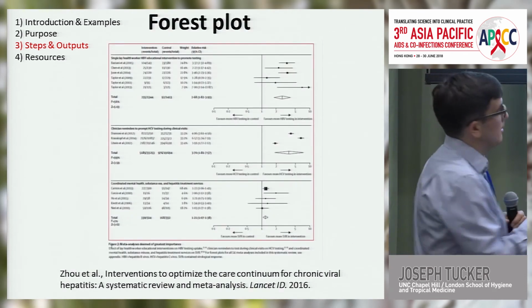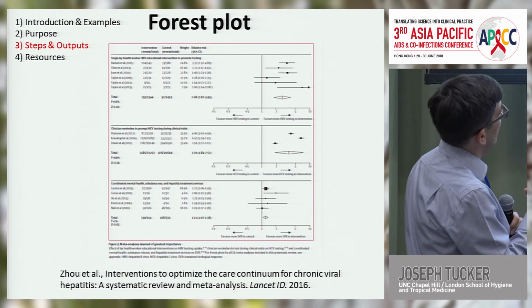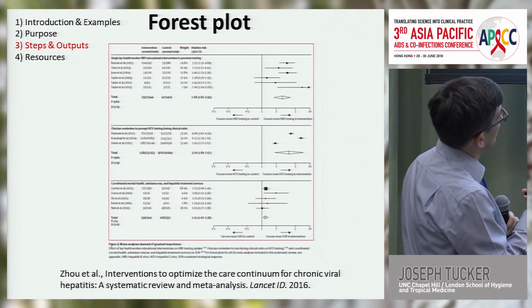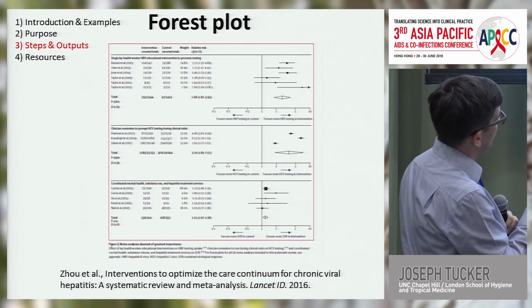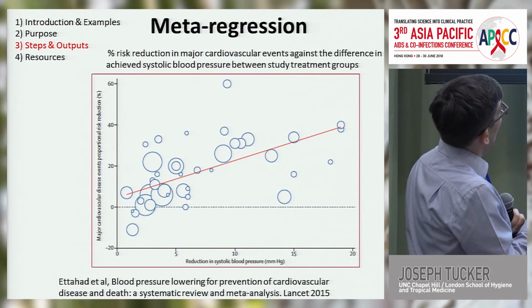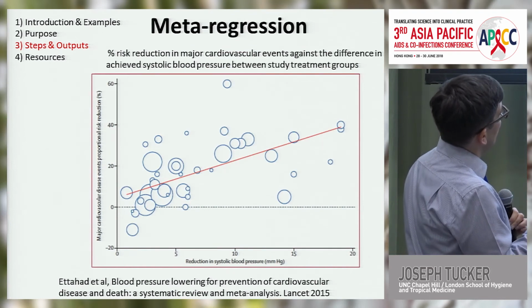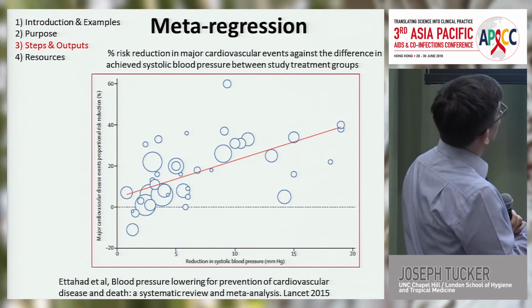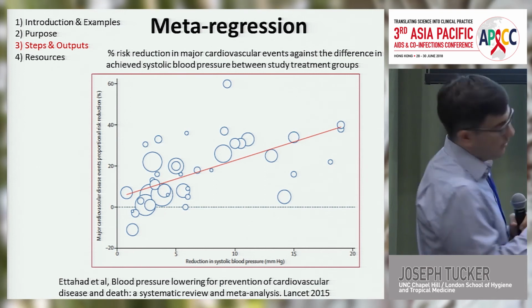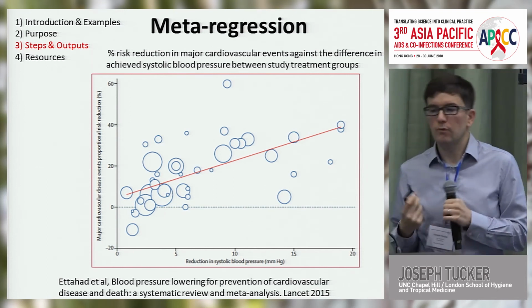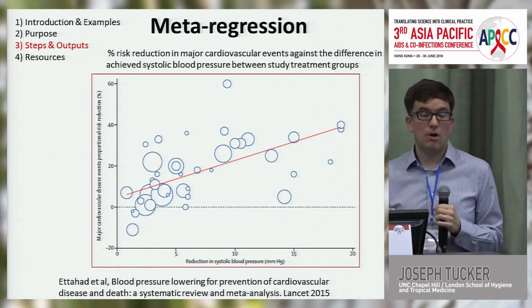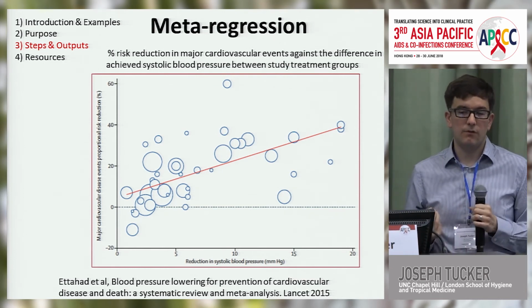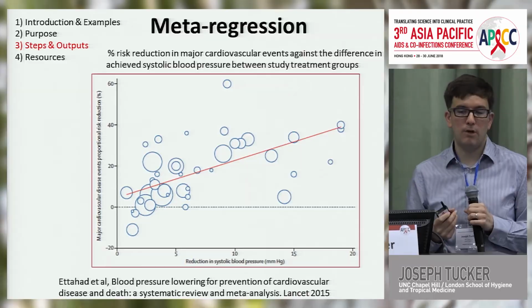So you've all seen these before in published studies. You have individual estimates from studies, and then you have a pooled estimate here that reflects all of these studies. And then meta-regression, so combining outcomes, and in this example you can see this is the percent risk reduction in major cardiovascular events against the difference in achieved systolic blood pressure between study treatment groups.